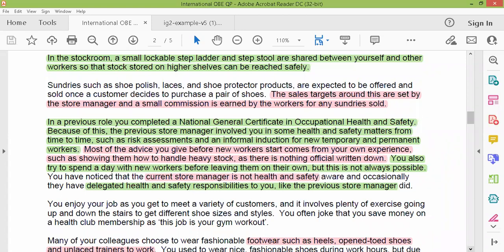You notice that the current store manager is not health and safety aware, and he has delegated health and safety responsibility to you, like the previous store manager did. You also observe that the current manager doesn't know about health and safety. So the company hired an incompetent person who doesn't know about health and safety, and therefore he gave this responsibility to you. On the other side, this is positive, because he knows that you are a NEBOSH holder or have a certificate in occupational health and safety. Therefore, he knows that you know about health and safety, and he gave you this responsibility.